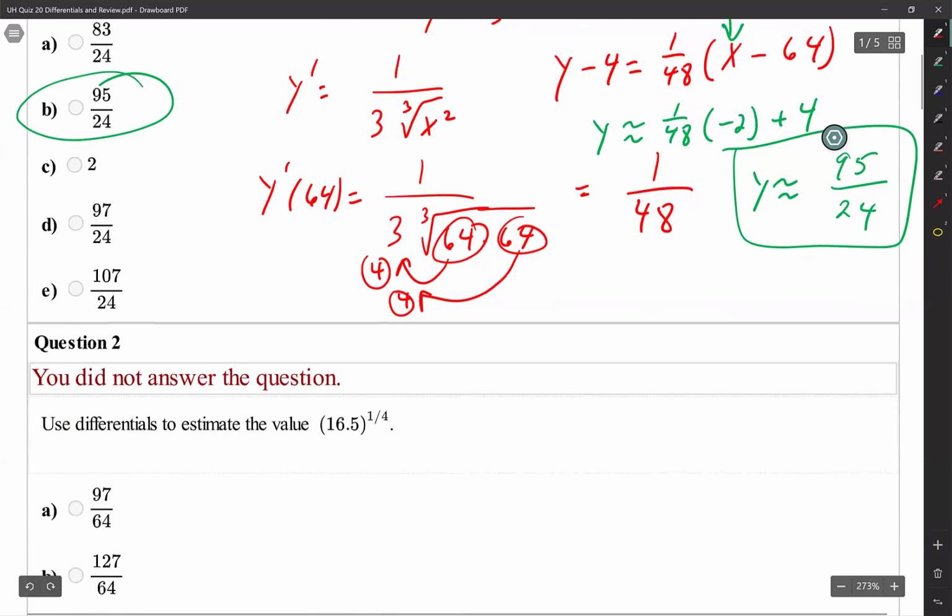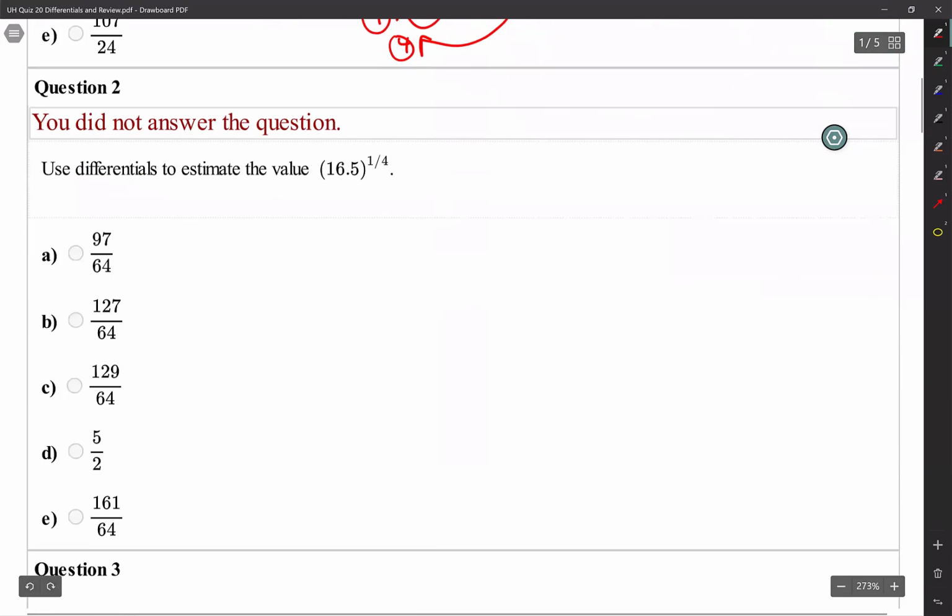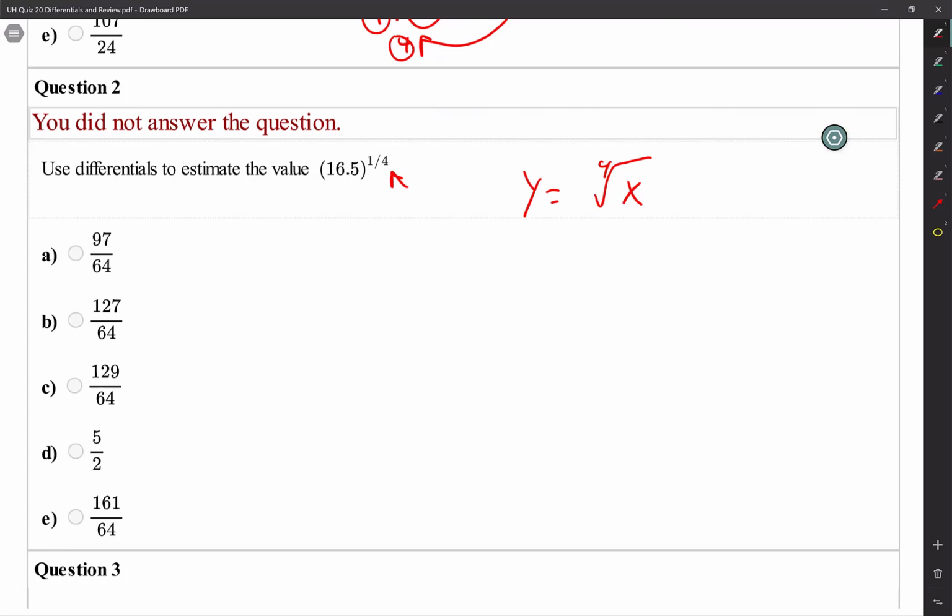Same thing here, guys. It says use differentials, so you're just going to do the same thing. Notice there's a fourth root there. So my equation is going to be the fourth root of x. And they're being kind of nice to us, kind of. They're using 16.5. So I bet you 16 has a perfect fourth root, and it does. I believe it is 2. Let's see, 2 times 2, 4, 4 times 2, 8, 8 times 2, 16. Yep. So if I put the number 16 in there and I get the fourth root, I get a 2.